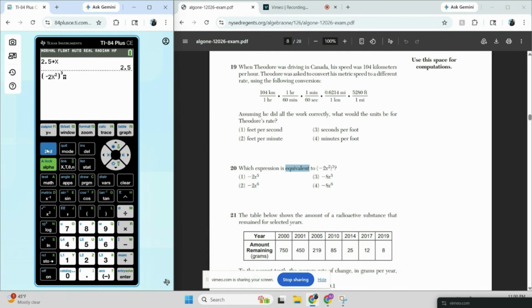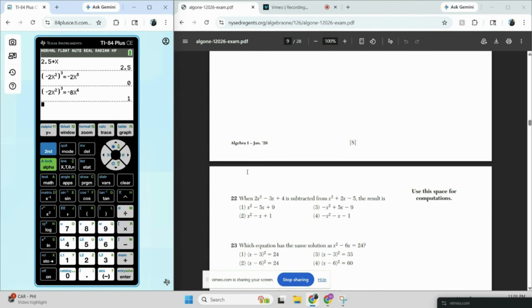Equivalent. I'm going to go into second math, my equal sign, and let's type out my choices. Is this equivalent to 2x to the fifth? Remember, 0 means false. It's not choice 1. I'm going to bring this back down. All right, is it equivalent to negative 8x to the sixth? 1 means true. I know my answer is choice 4. 20 questions, 11 on the calculator.